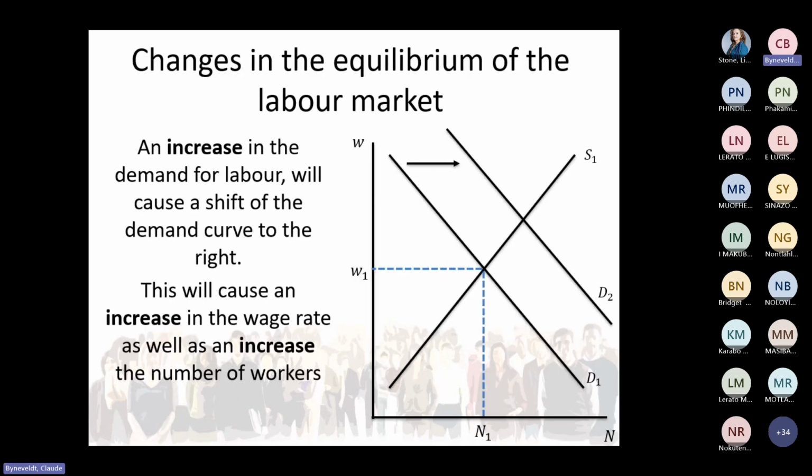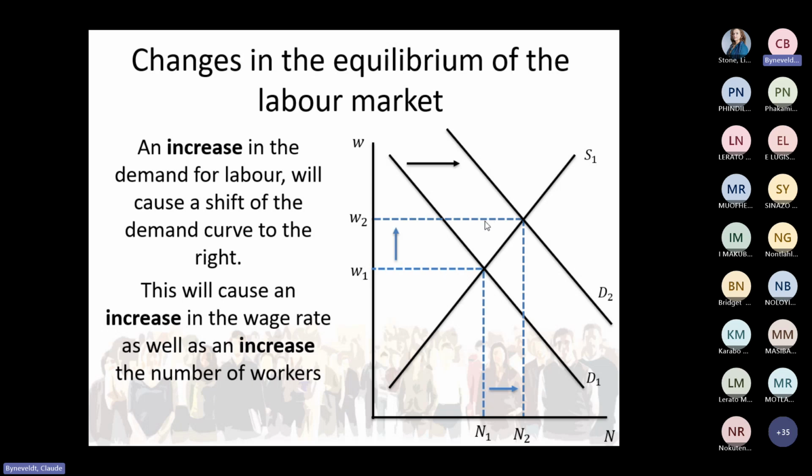So here it's just an illustration of what will happen if there are changes in the labor market equilibrium. An increase in the demand for labor will cause a shift to the right. The demand curve for labor will shift from D1 to D2. You always start from the equilibrium. This is the demand for labor, D1. This is the supply of labor, S1. These are the original demand and supply curves. This is the equilibrium, and this is W1, the equilibrium wage rate.